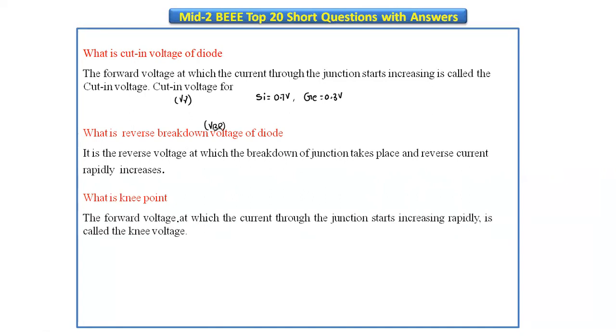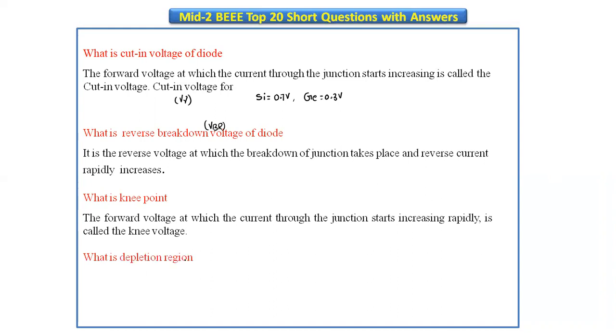Next, what is knee point? The forward voltage at which the current through the junction starts increasing rapidly is called the knee voltage. So this particular knee voltage is nothing but the point at which the current increases rapidly in the forward bias. That is called the knee point.